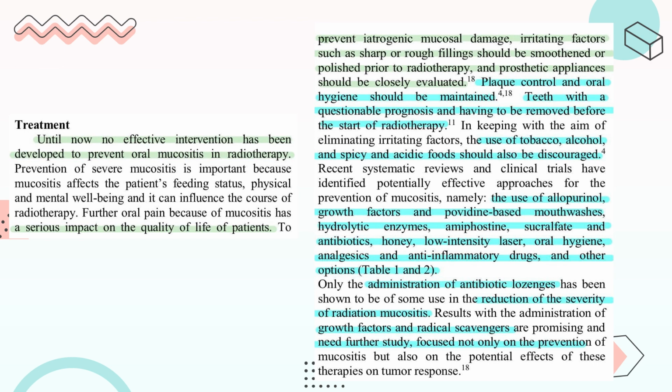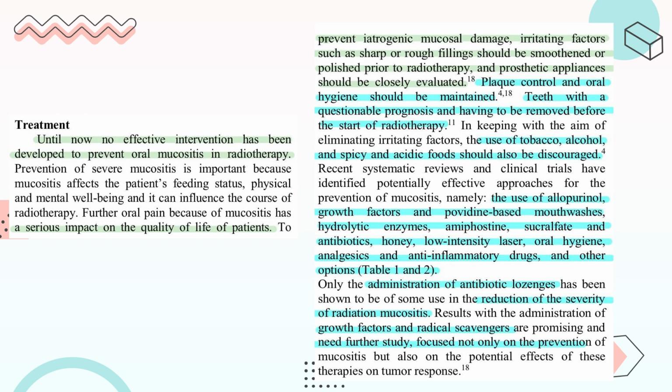For treatment, until now no effective intervention has been developed to prevent oral mucositis in radiotherapy. Prevention of severe mucositis is important because mucositis affects the patient's feeding status, physical and mental well-being, and it can influence the course of radiotherapy. To prevent iatrogenic mucosal damage, irritating factors such as sharp or rough fillings should be smoothened or polished prior to radiotherapy, and prosthetic appliances should be closely evaluated. Plaque control and oral hygiene should be maintained, and teeth with a questionable prognosis should be removed before the start of radiotherapy. The use of tobacco, alcohol, and spicy and acidic food should also be discouraged.